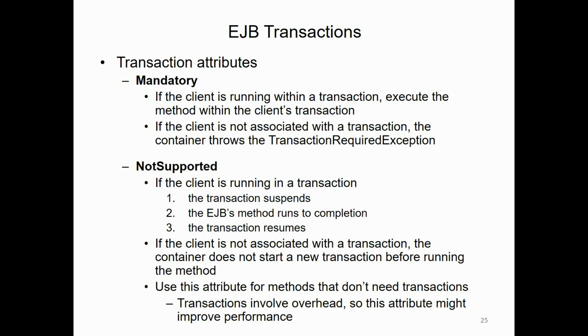Not supported means that if the client is running a transaction, then that transaction will be suspended. The EJB method will run to completion outside of the context of a transaction. And then the client's transaction will resume. If the client doesn't already have a transaction, that's fine. Then we don't need one for this type of attribute. And so that method will just run.